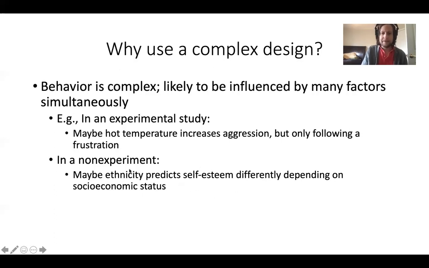So how do these factors, ethnicity and socioeconomic status, interact, or do they interact, to influence a person's self-esteem? These are examples of complex designs or factorial designs. Once again, factorial design means 2 or more factors, which is basically what complex design means as well. Questions or comments here?